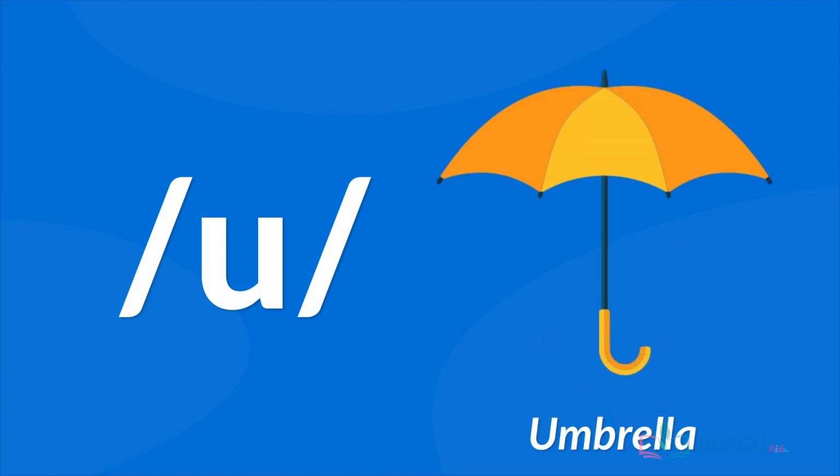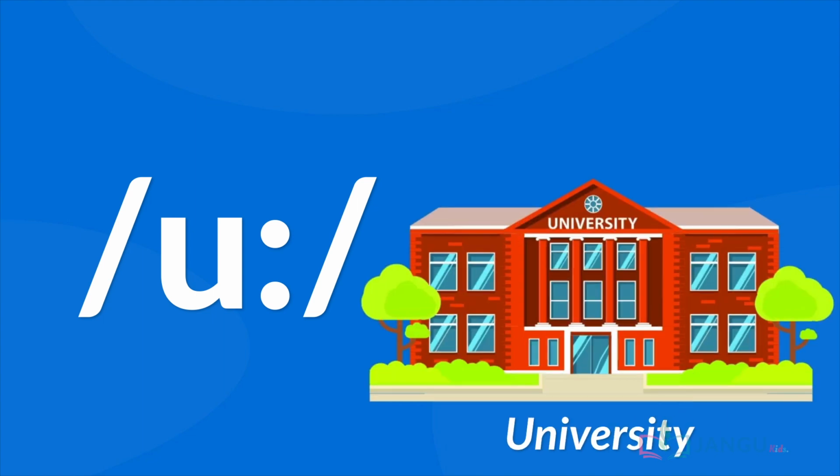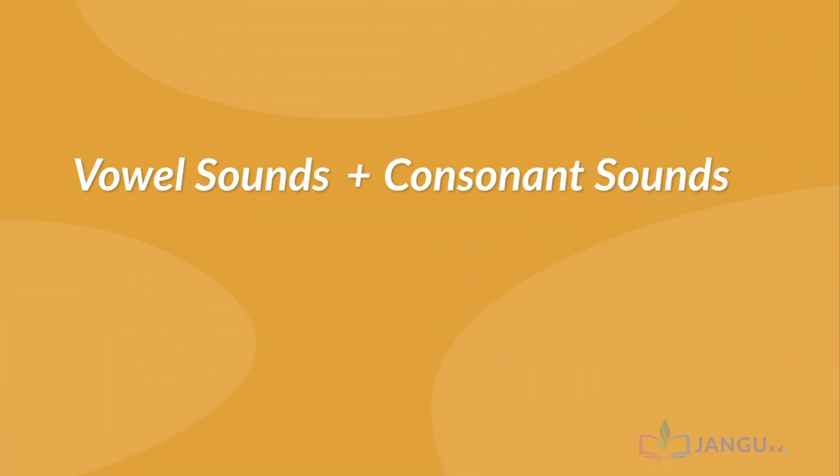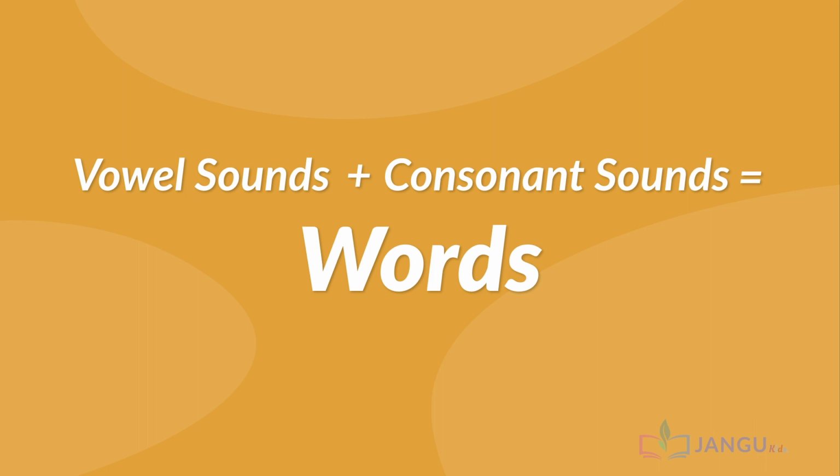The short U is pronounced as "uh," as in umbrella, while the long U is pronounced as "U," as in university. Now, do you know that if we combine vowel sounds and consonant sounds, words are produced? Well, let's try it!